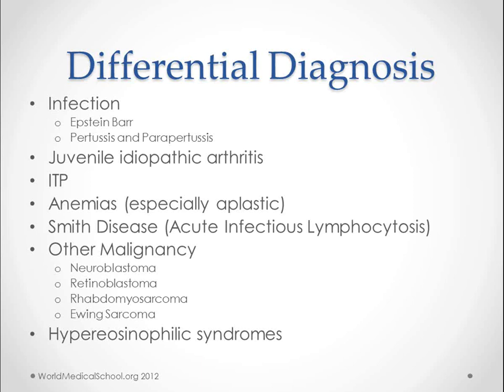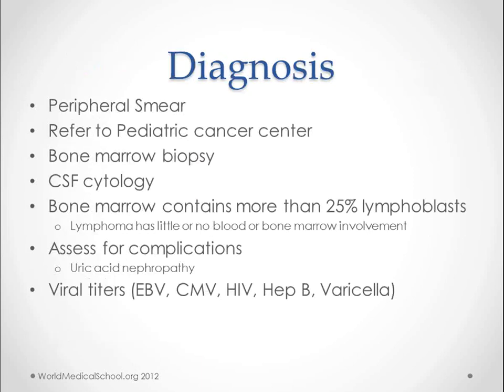Other malignancies are, of course, on the list, especially these ones that can affect the bone, like neuroblastoma, retinoblastoma, rhabdomyosarcoma, and Ewing sarcoma. But then on our list as well are any other malignancy, because all of them can cause changes in blood counts, and they can also cause fever. So we need to rule out all malignancies and hypereosinophilic syndromes as well.